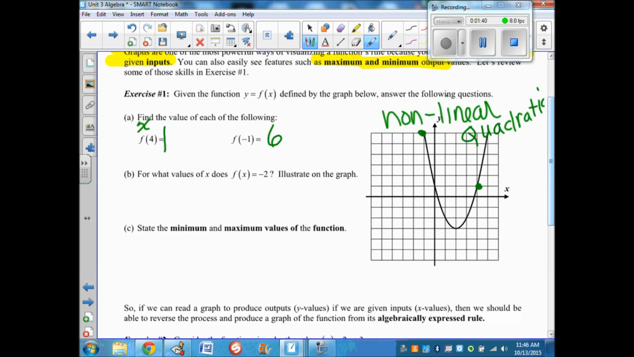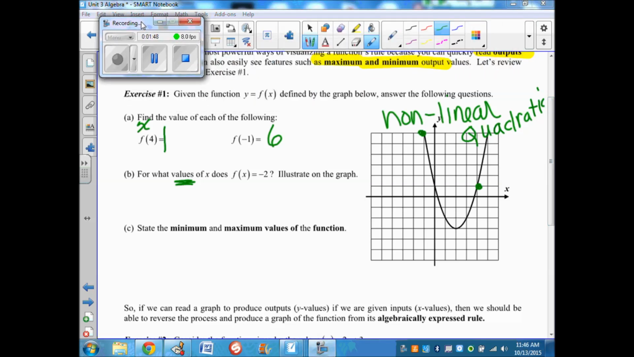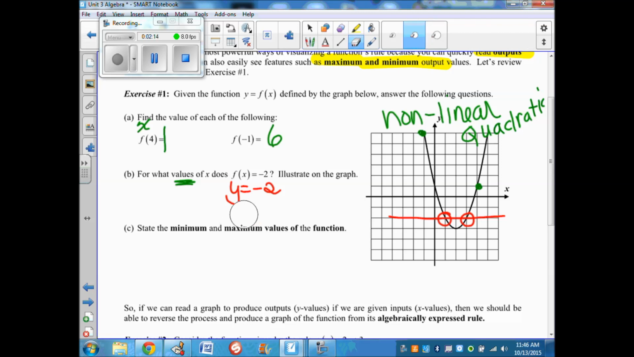It says for what values, plural there, of x does f of x equal negative 2? In other words, where is the y value negative 2? If I go to my y at negative 2 and draw that line in there, because that's where y equals negative 2, I've got 2 points. My first x value is 1, and my second one is 3. So I've got an x equal to 1 and also an x equal to 3.